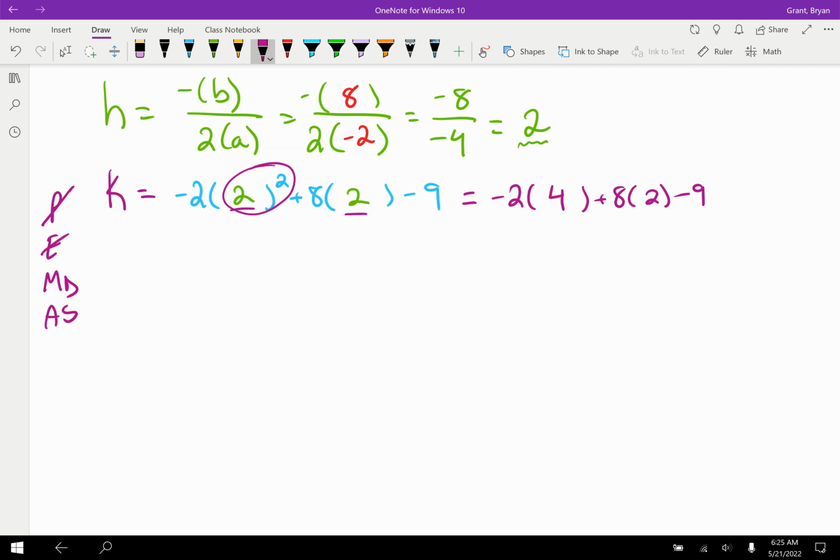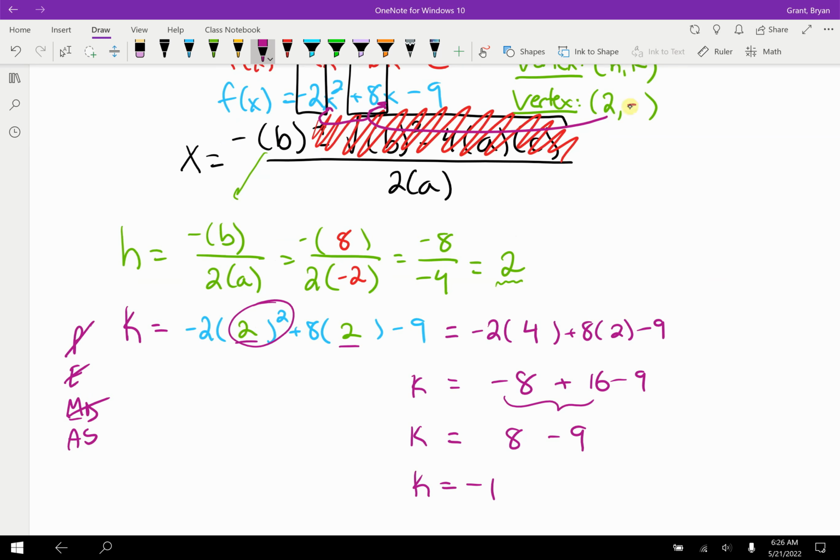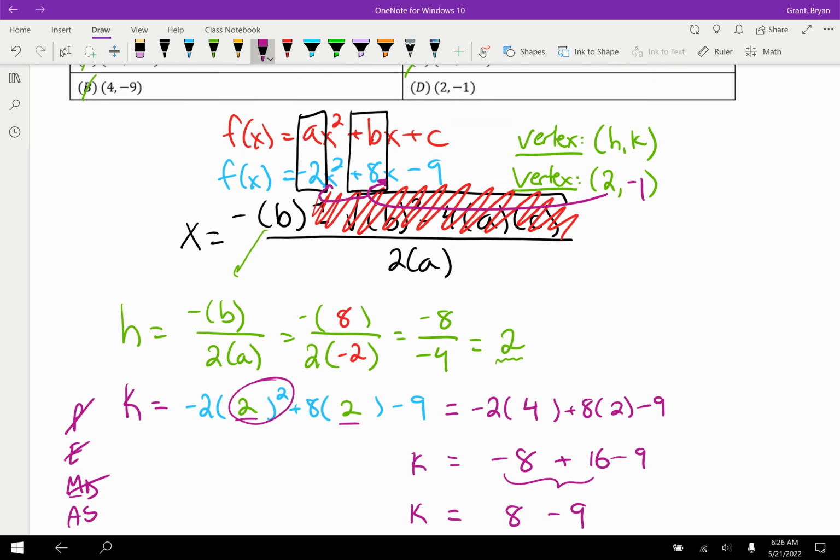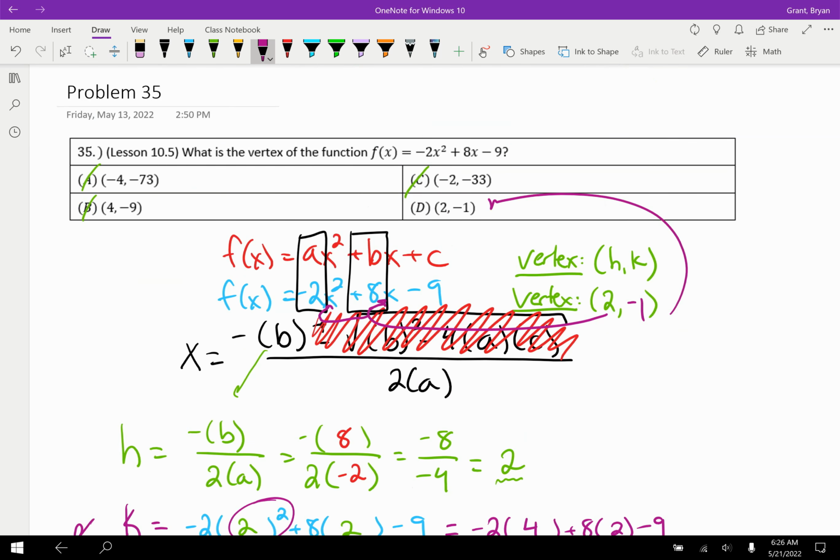Now we've taken care of the exponent. Let's look at the multiplication next, left to right. Negative 8 and positive 16. And last but not least, addition from left to right or subtraction. Negative 8 plus 16 will be positive 8, and 8 minus 9 looks like negative 1. And so we get a k value of negative 1, which does appear to match the only answer that it could match, D.